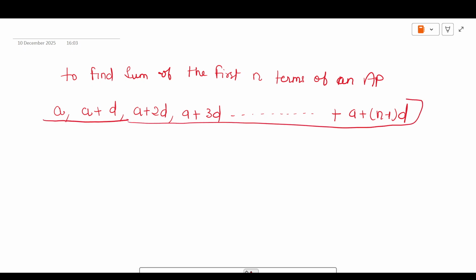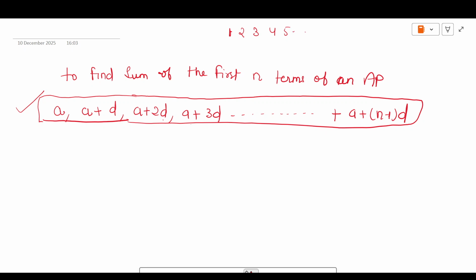This is the general form. We can write any AP in this form, right? A plus D, A plus 2D, A plus 3D. For example, 1, 2, 3, 4, 5. This is an AP, right? And what is the common difference? Here it is 1, here it is also 1. So the common difference is 1.